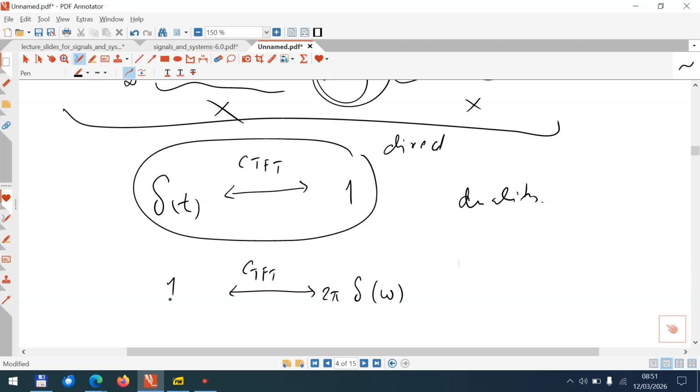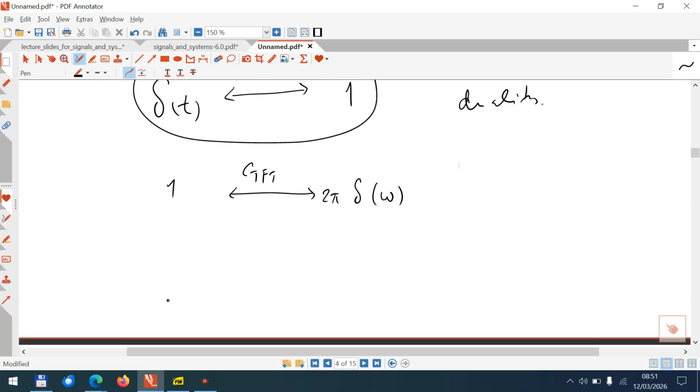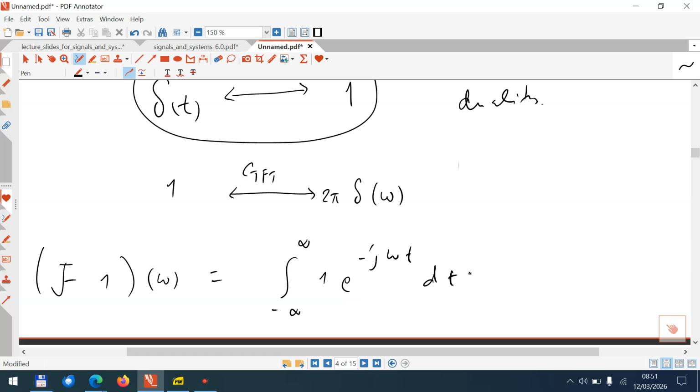Why? Because we didn't start with 1. What if we start with 1 and we try direct computation? So let's say I want the Fourier transform of 1. I want to see this one as a signal. I will start with minus infinity to plus infinity, of 1, which is x of t, times exponential minus j omega t dt.